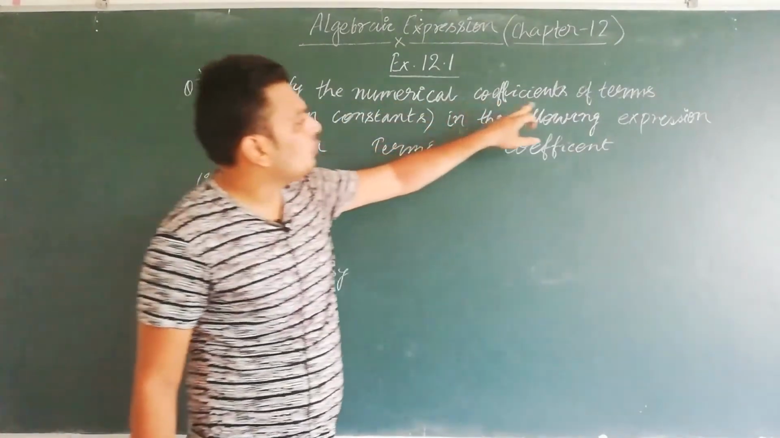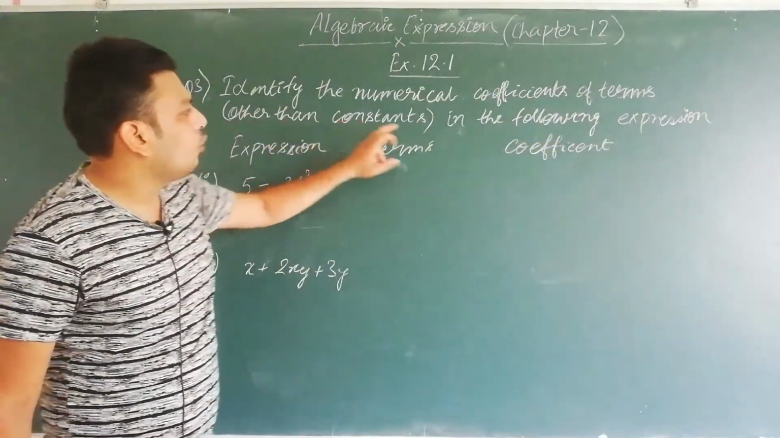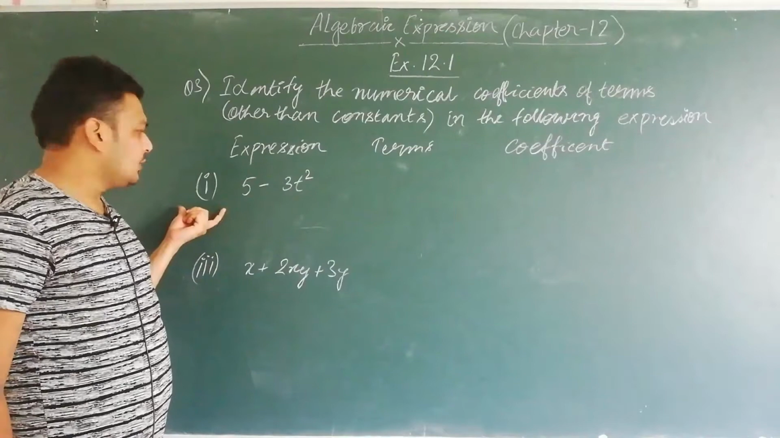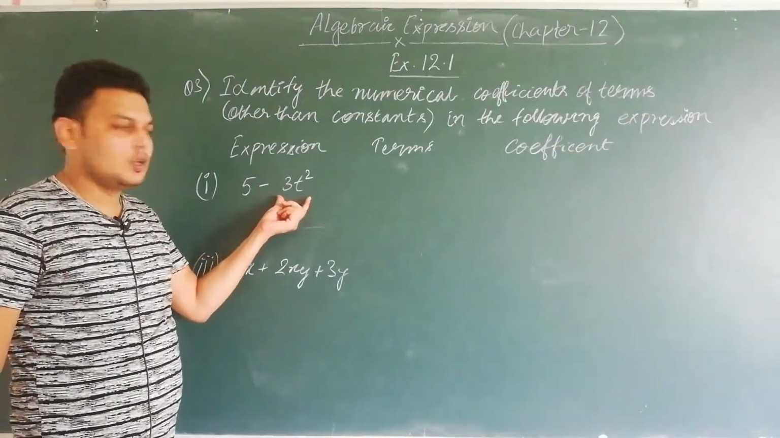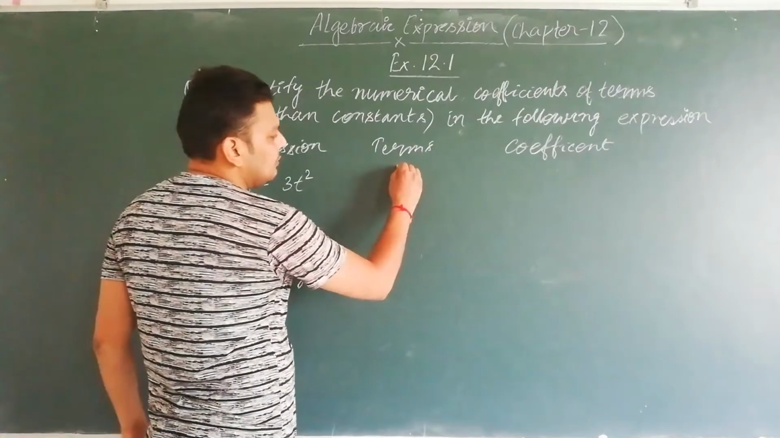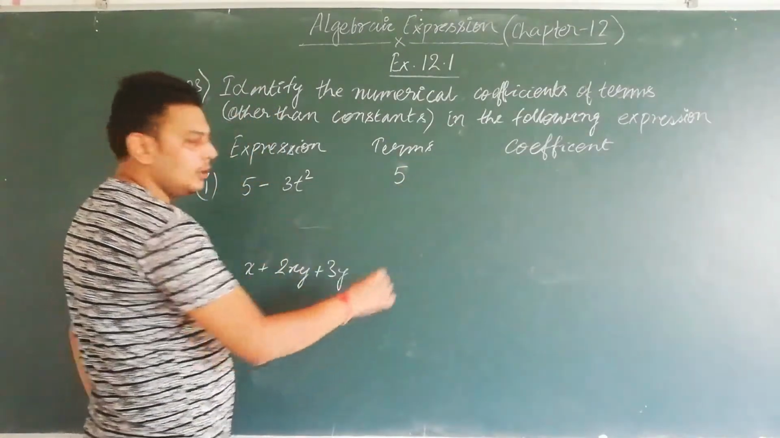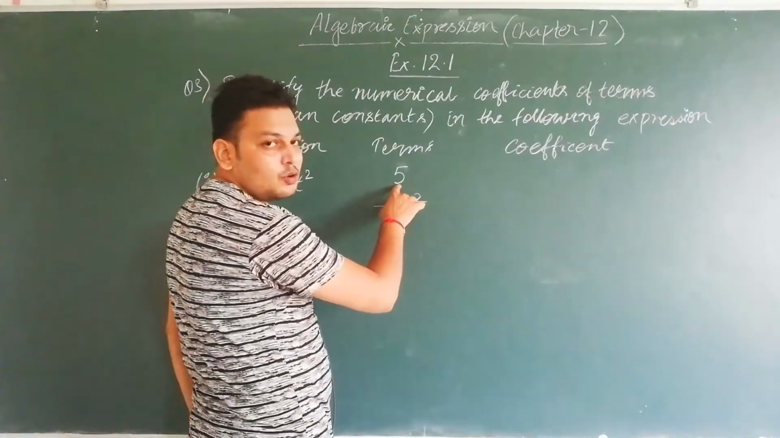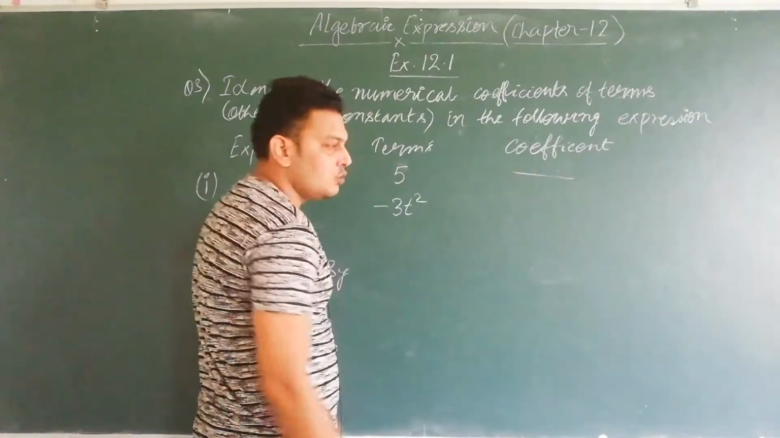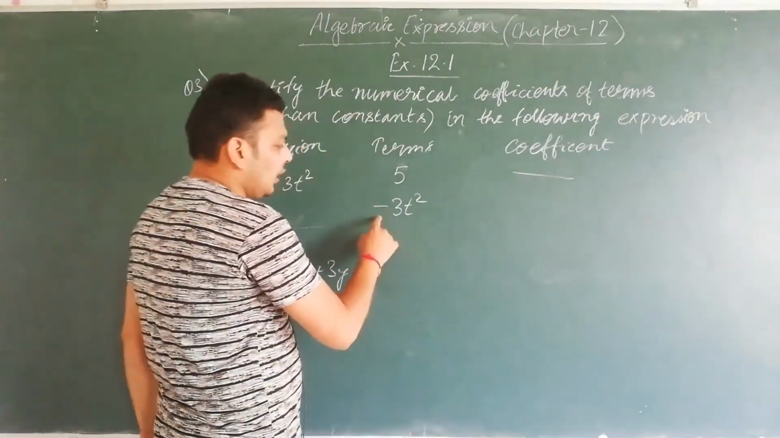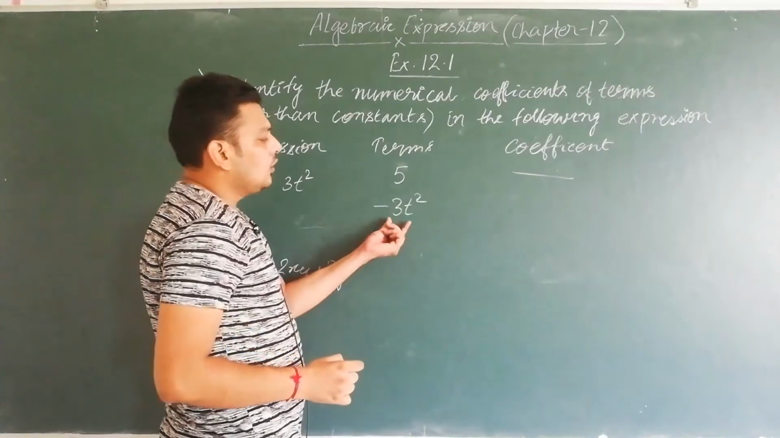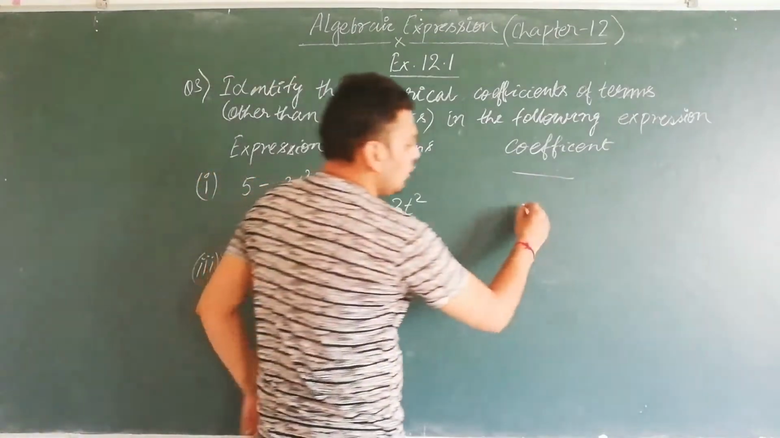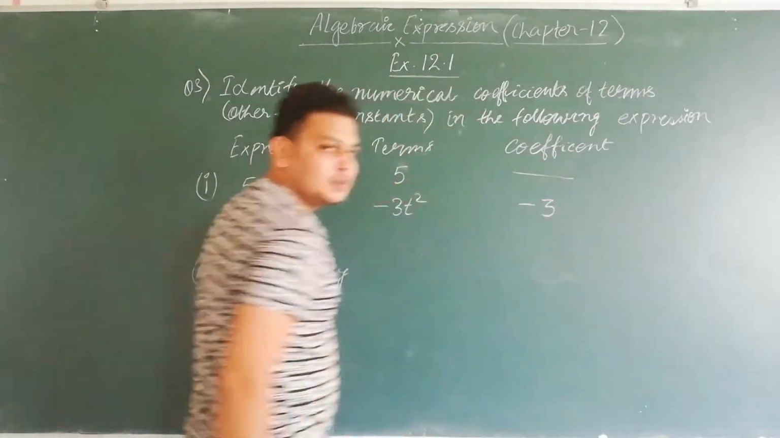Okay, now let's do question number 3. Identify the numerical coefficients of terms other than constants in the following expressions. The first expression is 5 minus 3t square. How many terms are there? There are 2 terms. First is 5 and the second term is minus 3t square. Since 5 is constant, it will not have a coefficient, so I am just writing a dash. Now minus 3t square. Here the coefficient is minus 3 and the variable is t square.